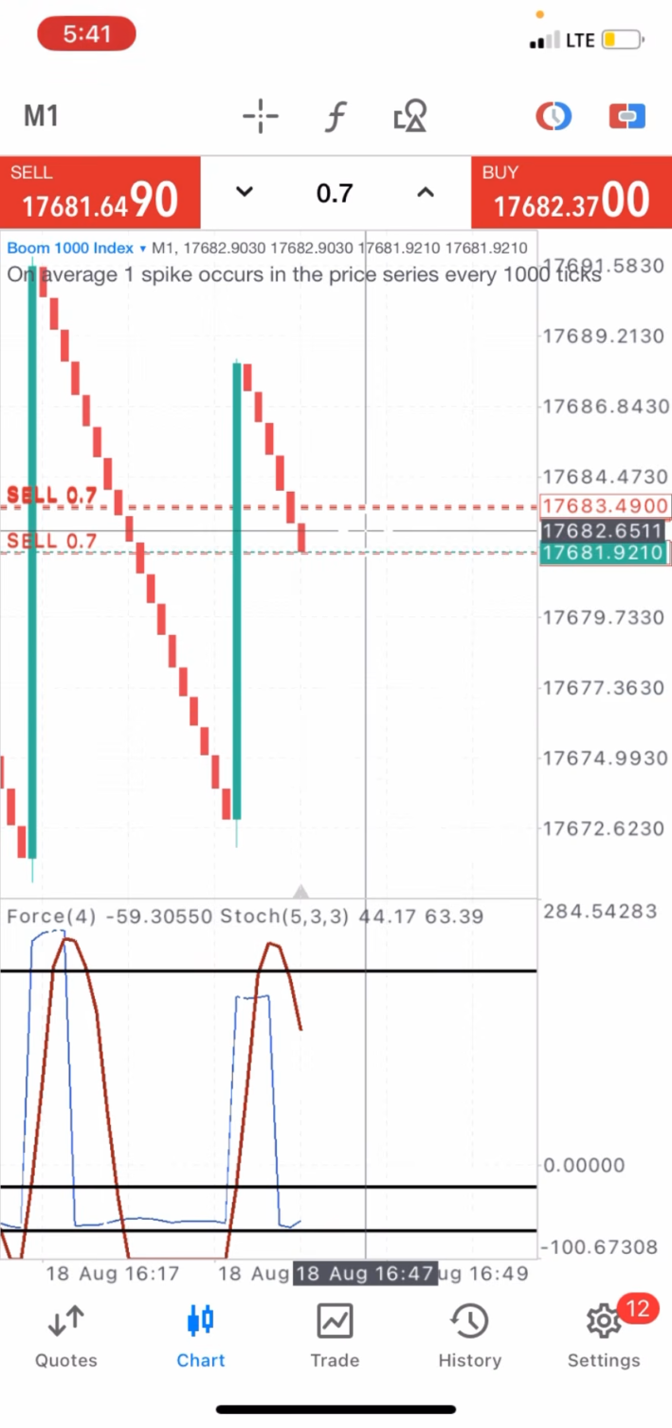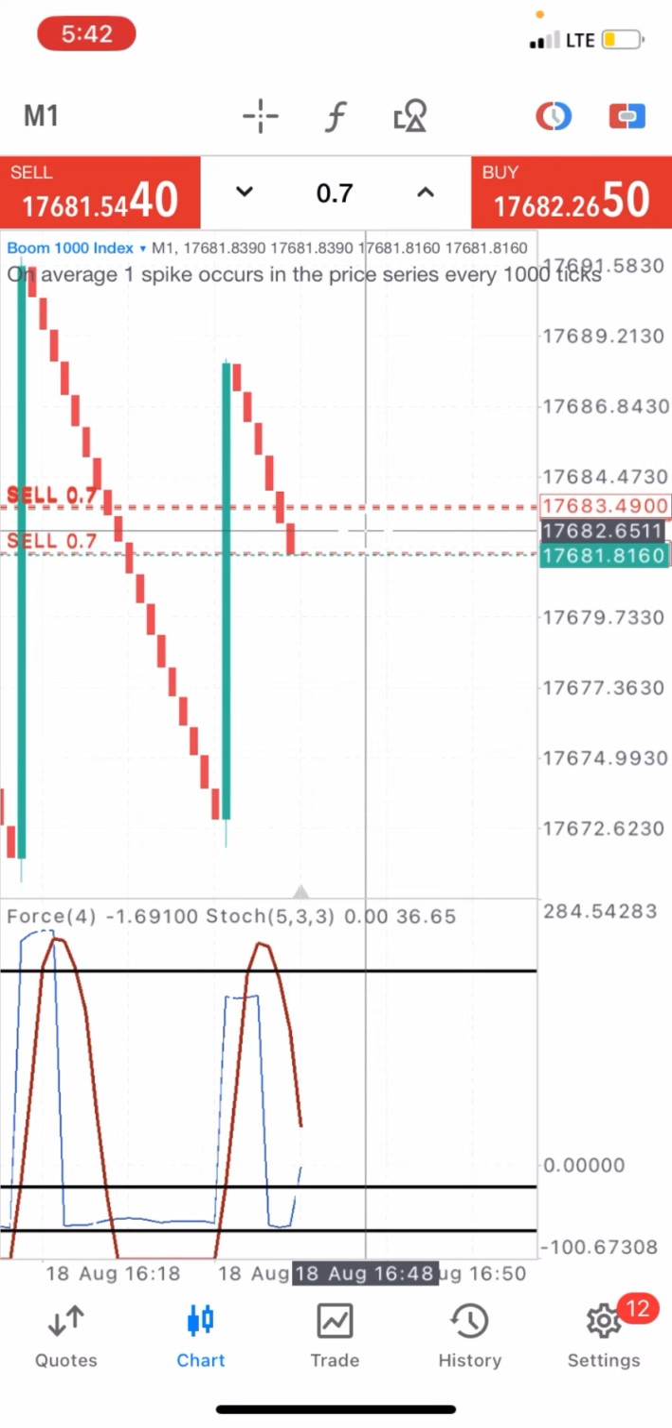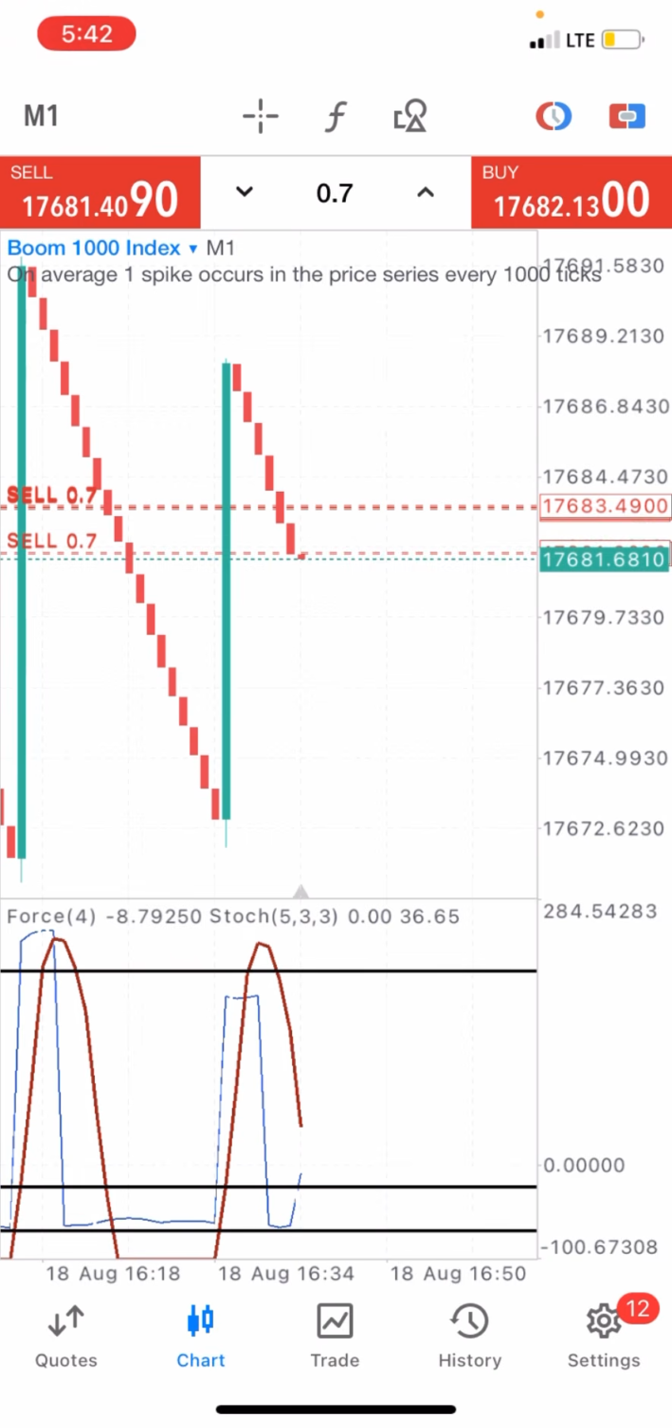So this strategy is actually one that will give you a sell entry on the Boom 1000 market and a buy entry on the Crash 1000 market. Then at the same time, this same strategy can be used to catch spikes. So I'm going to show you guys how it's done. I'm going to show you how you can catch spikes. That means you'll be buying the Boom 1000 market and selling the Crash 1000 market to catch spikes.